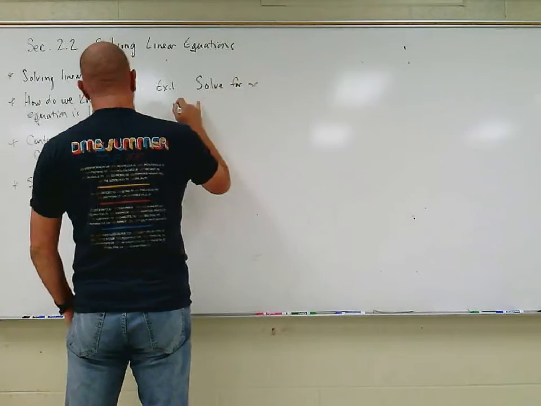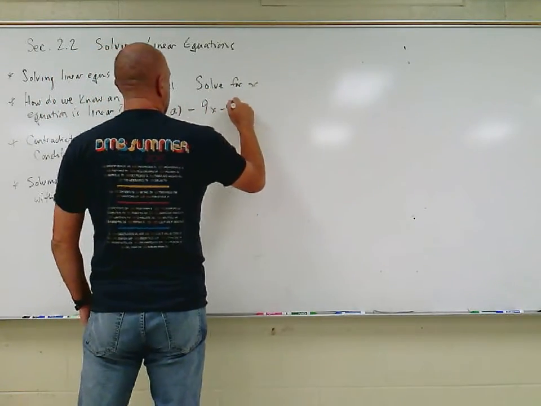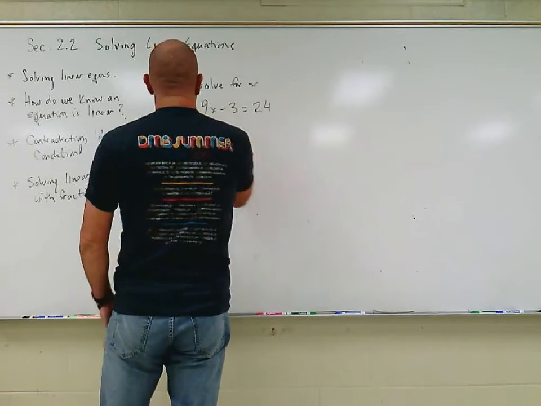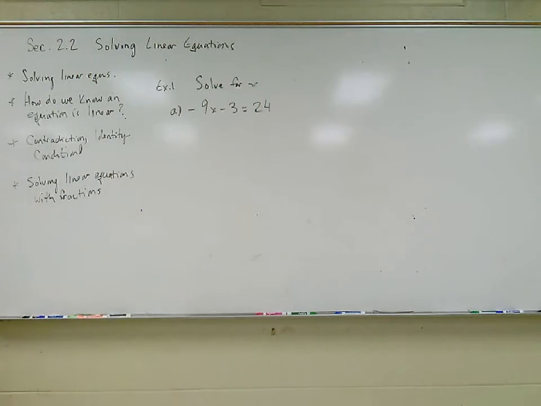So when we look at this problem here, what about it tells me that it's linear? So you say that it's slope, but there's a little bit more to it. What do you know about the variable x? For it to be linear, x has to be what? To the power 1. That's right.